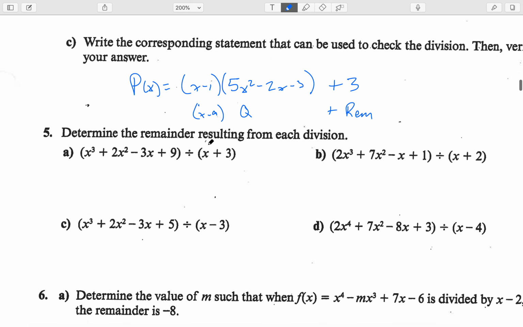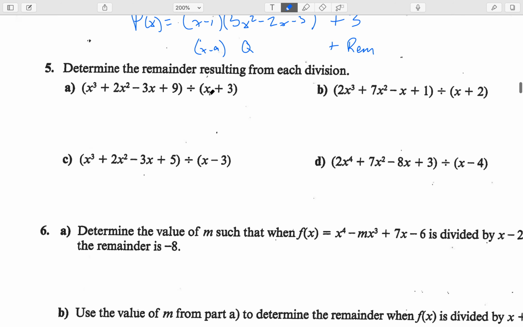Okay, determine the remainder after the division. So if I'm looking for the remainder, I'm looking for what it is when I plug in negative 3. So negative 3 cubed, negative 27. Plus 2 times negative 3 squared, 9. Minus 3 times negative 3, plus 9. So what am I going to get? I'm going to get minus 9 plus 9. These two cancel. So I'm going to get negative 27 plus 18, which is negative 9. So the remainder should just equal negative 9.